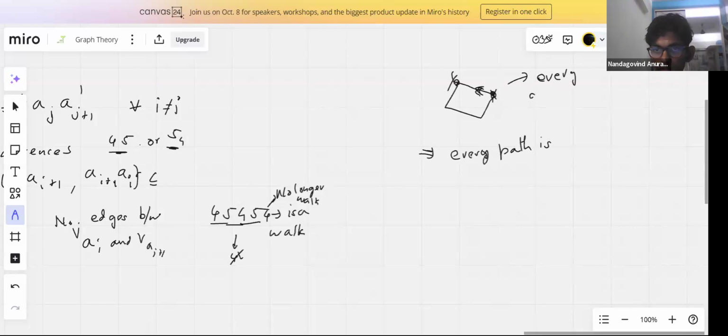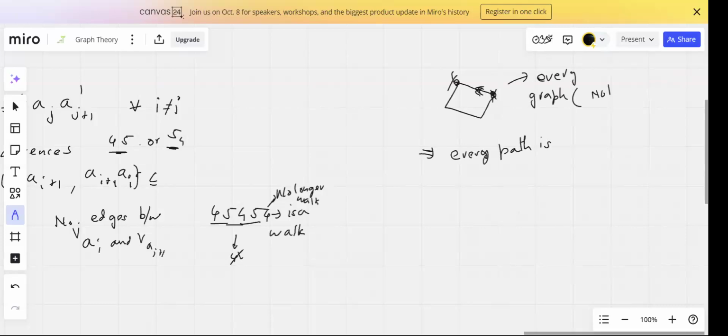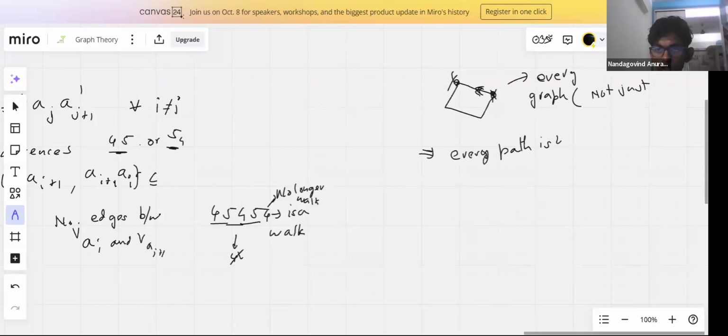Every path is a walk, but not every walk is a path. So every path is a walk, but not vice versa.